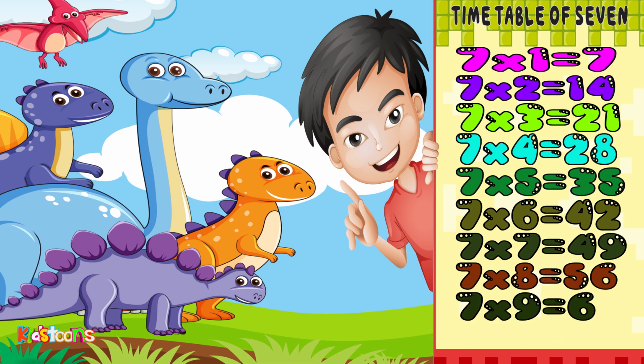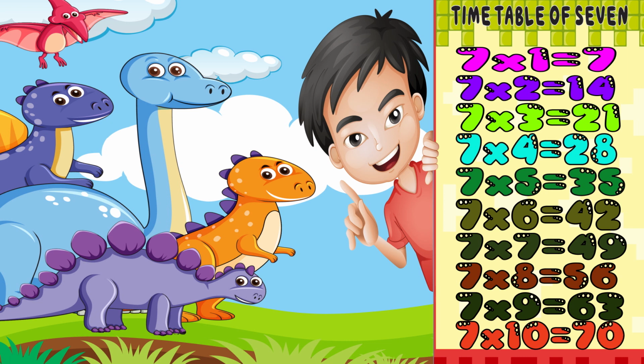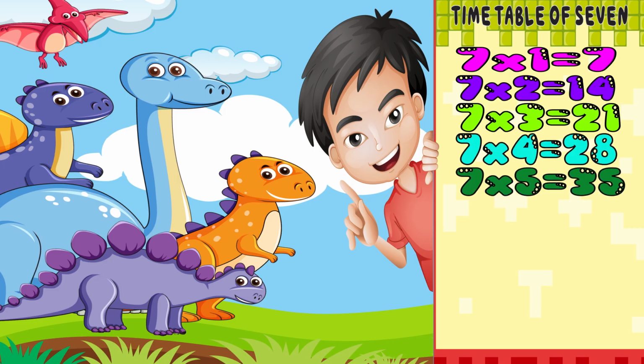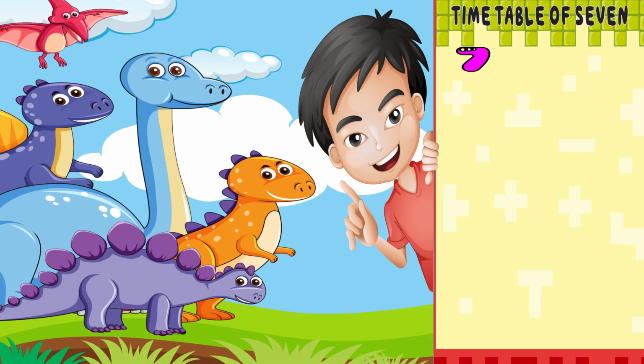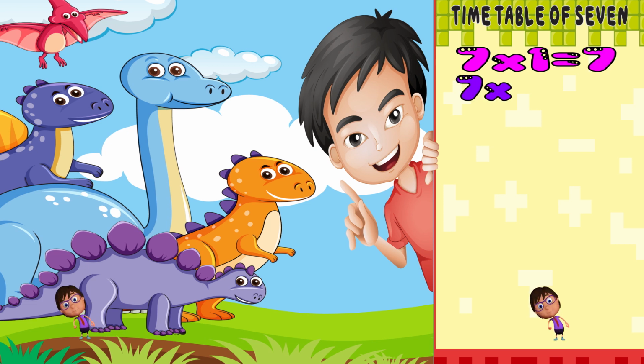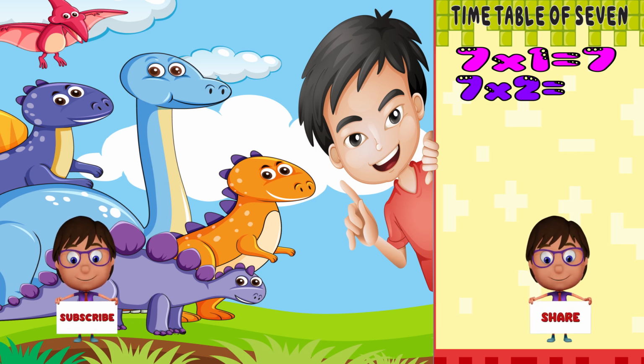7 times 9 is equal to 63. 7 times 10 is equal to 70. Let's repeat it again. 7 times 1 is equal to 7. 7 times 2 is equal to 14.